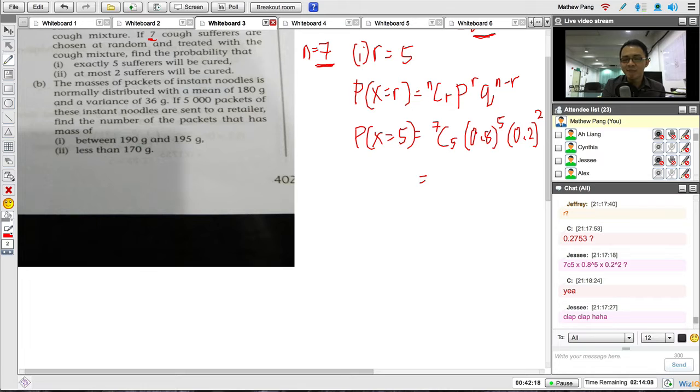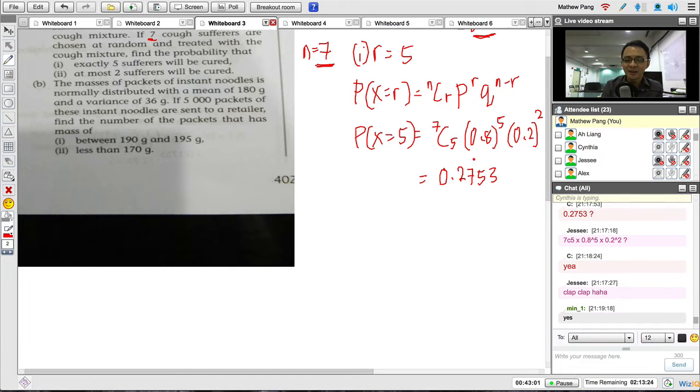Yes, it's quite simple. Normally, what I do is always check whether 2 plus 5 here equals 7 or not, in the same row, right? So when I write the power for Q, I will always use 7 minus 5, then I got 2. This is how I always do it. Then I just use a calculator. I multiply 0.8 to the power of 5, and then I multiply 0.2 to the power of 2. Then I can get the probability, which is 0.2753. Yes, it's not so difficult.